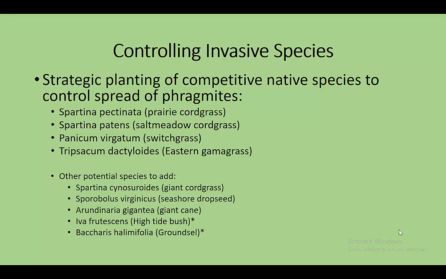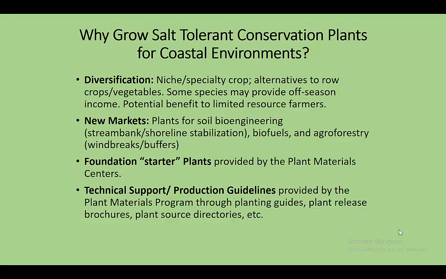Another idea we're looking at, based on some of the recommendations we got from the states that we queried, was how can we use these native species, these native warm season grasses, for instance, to control the spread of Phragmites in a buffer environment. So that's kind of an area we're going to be working towards as time goes on.